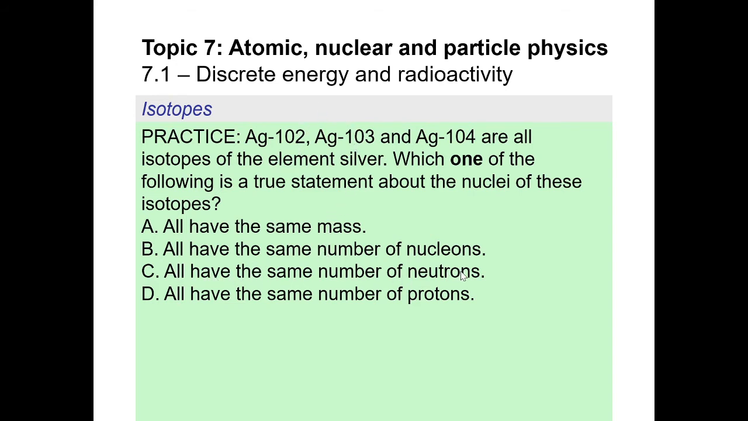C, all have the same number of neutrons. Well, the very fact that they're isotopes, by definition, means that they have different numbers of neutrons. And we can clearly see that because their number of nucleons is different. So C is also incorrect. D, all have the same number of protons. That is the only answer here that is correct. Remember that the number of protons is what uniquely identifies the element. And since all of these are silver, Ag, that means they all have the same number of protons. So the answer is D.